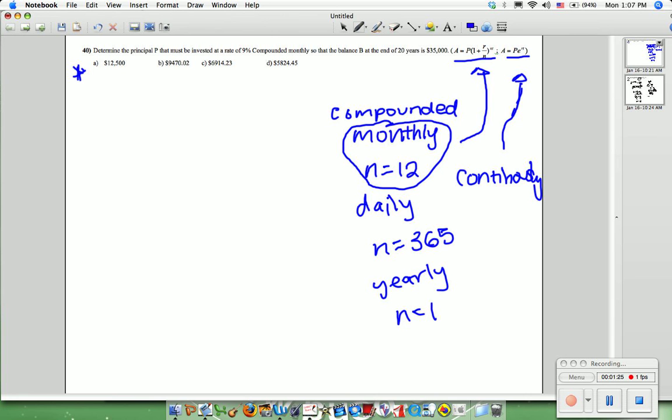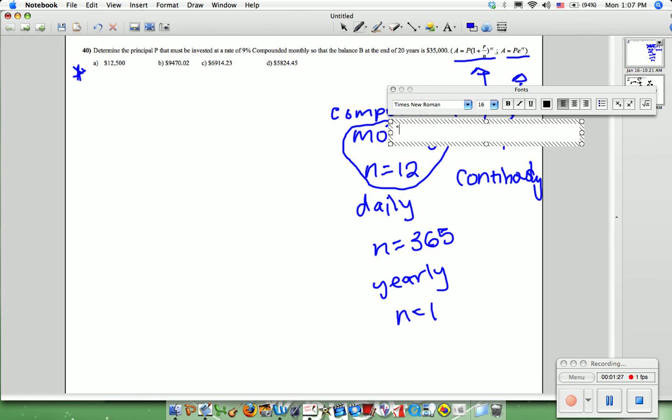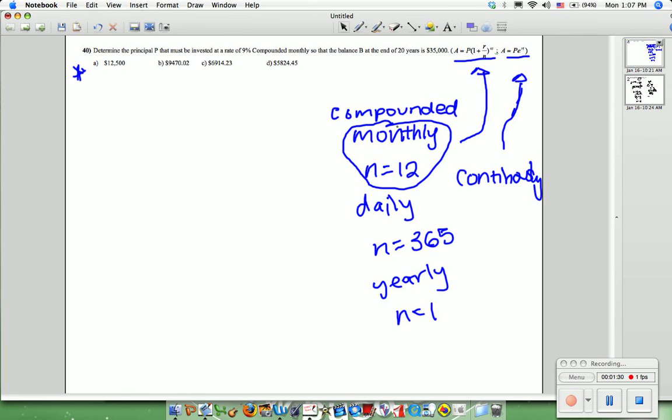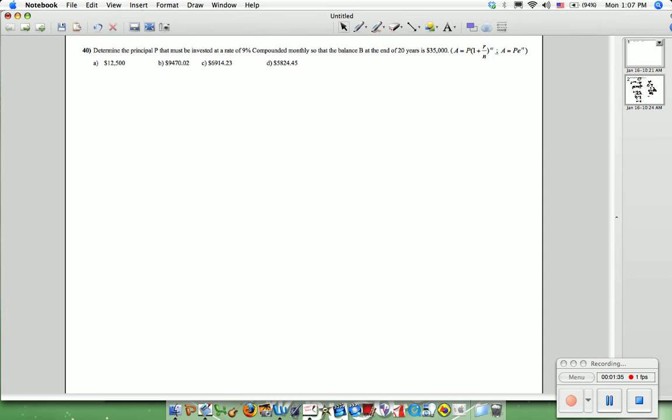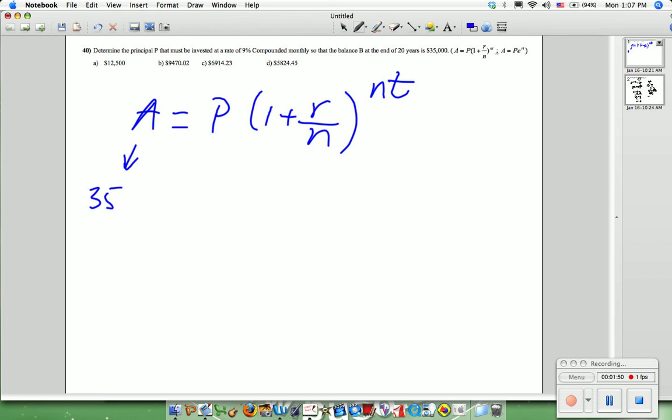Let me clear this up. What are they looking for in this problem? They're looking for how much was paid initially. So the equation is A equals P times (1 plus r over n) to the nt. Let's fill out what we have. Do we have A? Yes, it's 35,000. Do we know P? P is what we're looking for. What's the rate? It's 9%, so how do we convert that? 0.09.